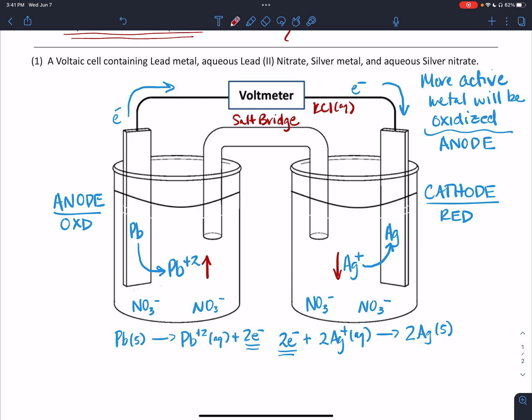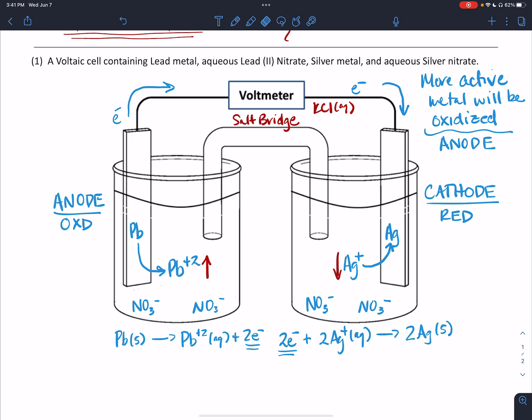At the same time, in my cathode beaker, the silver ions start to decrease in concentration. So this beaker becomes less and less positive, and the electrons won't want to come over here. So eventually, the flow of electrons is going to cease because of electrostatic attractions. The salt bridge's job is to balance that out.